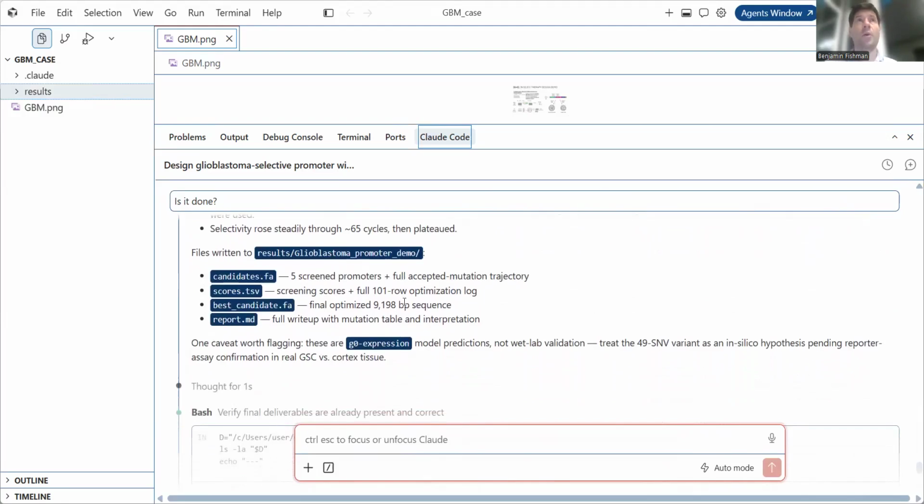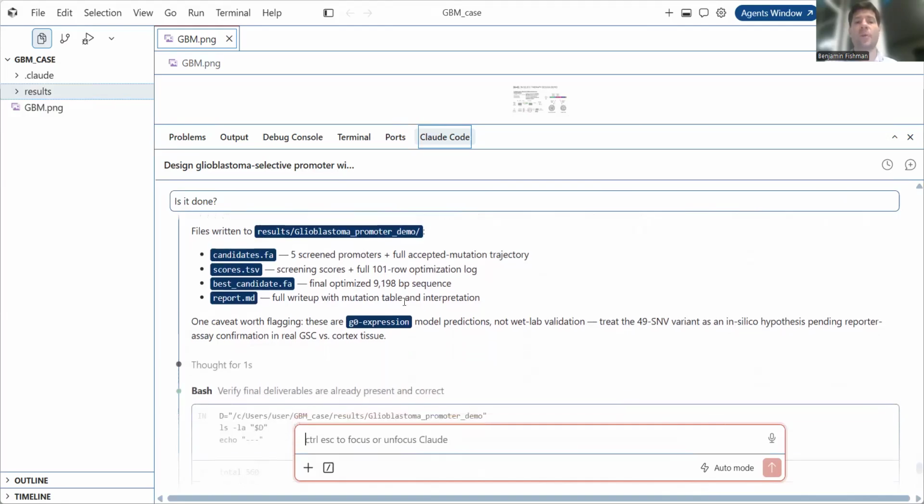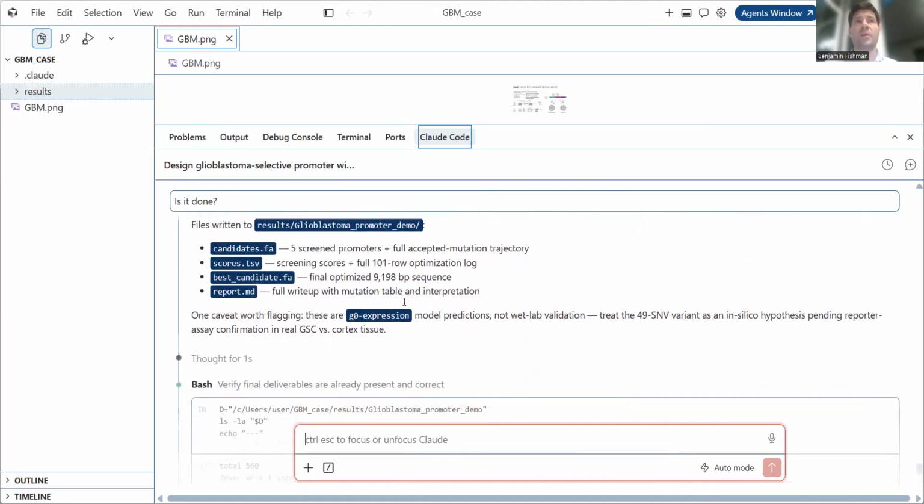So that's how the genomic intelligence models that can predict the DNA grammar, together with Claude Code that can organize the workflows and use these models in real biological settings, speed up the development of new drugs from years into minutes.